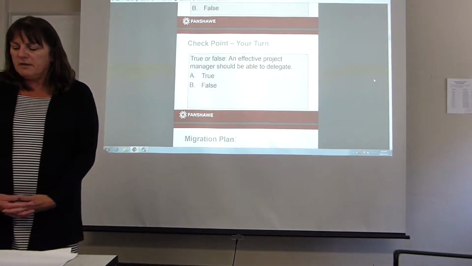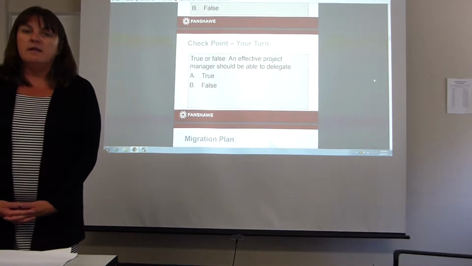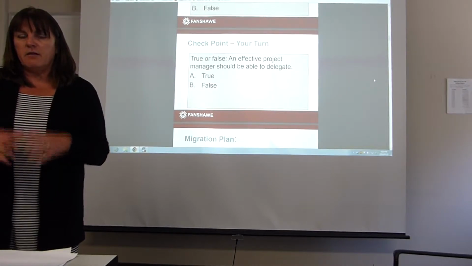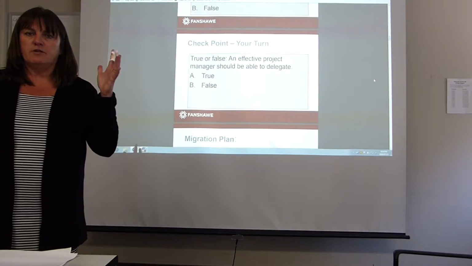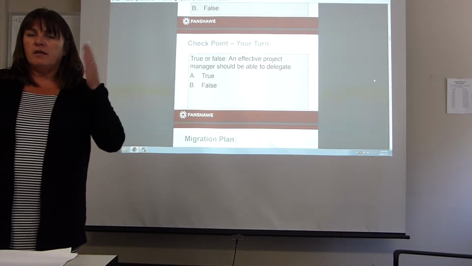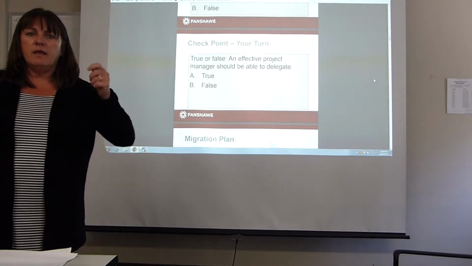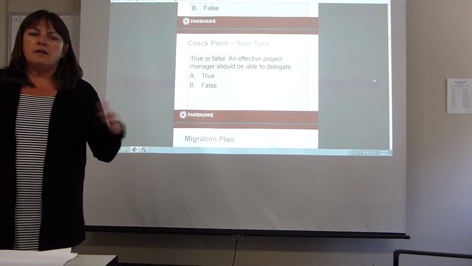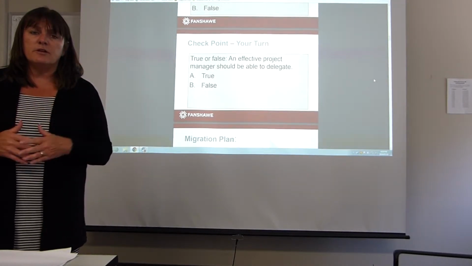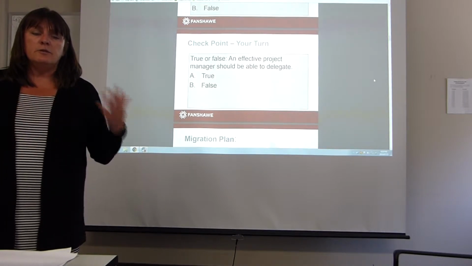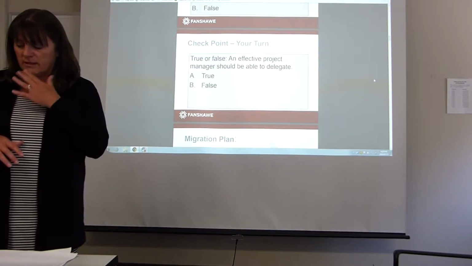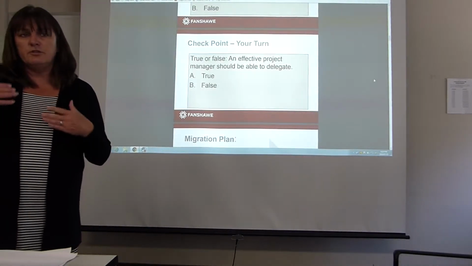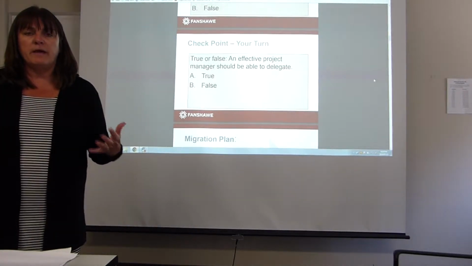An effective project manager should be able to delegate. Yes, true. They can't do it all by themselves. They are the orchestrators of the orchestra, and so they are the lead at the beginning and throughout the project, and they are to delegate tasks so that tasks are completed. They couldn't possibly do a large-scale implementation all by themselves. They need to give the work to the people who know the work the best.